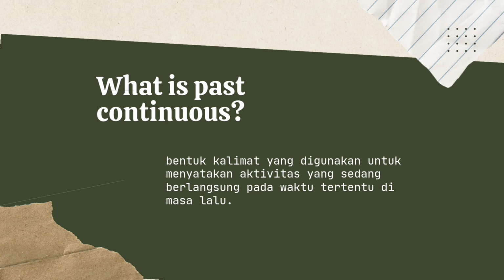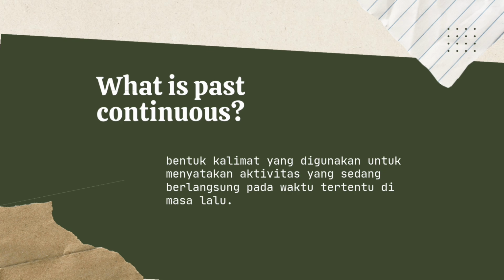When we talk about an activity that was in progress at a certain time in the past, we use past continuous tense. So today we will learn the definition of past continuous, when we use past continuous, the sentence pattern, examples, and also exercise and how to answer them. So what is past continuous?